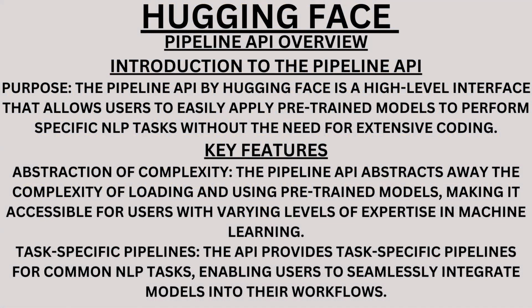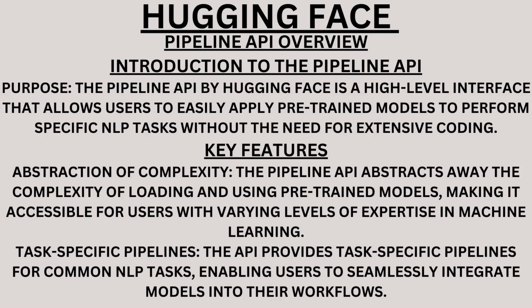Pipeline API overview. Introduction to the Pipeline API. Purpose. The Pipeline API by Hugging Face is a high-level interface that allows users to easily apply pre-trained models to perform specific NLP tasks without the need for extensive coding.